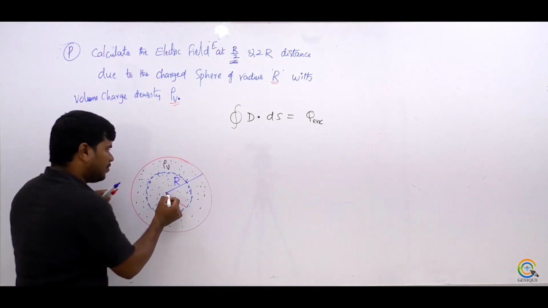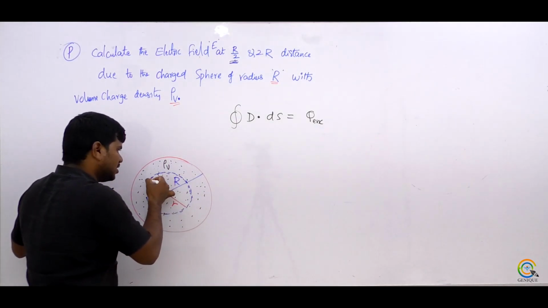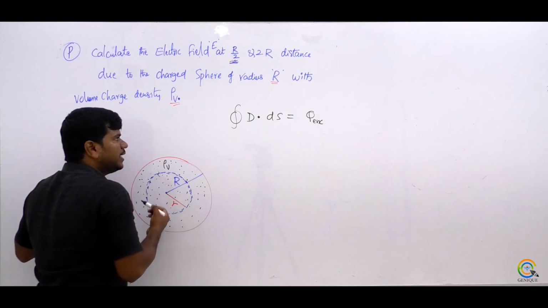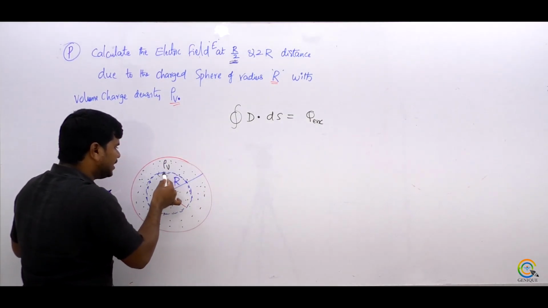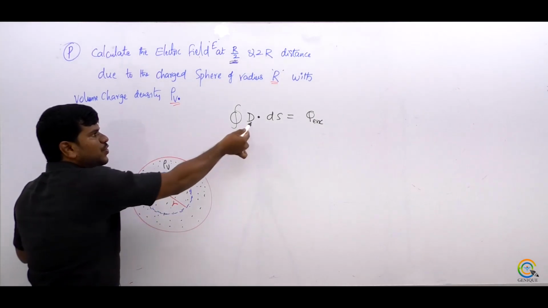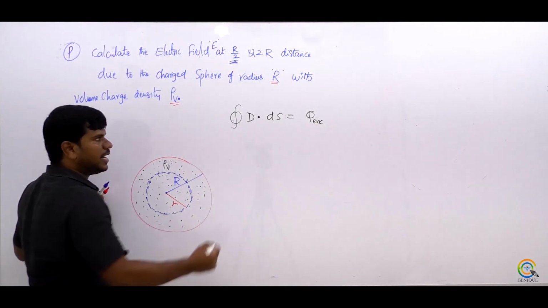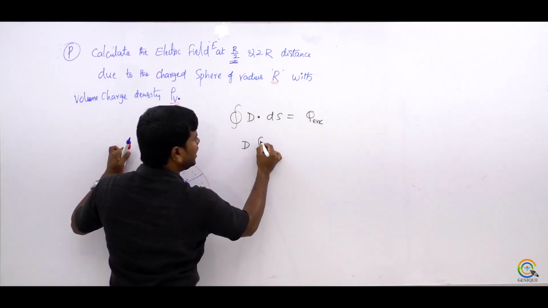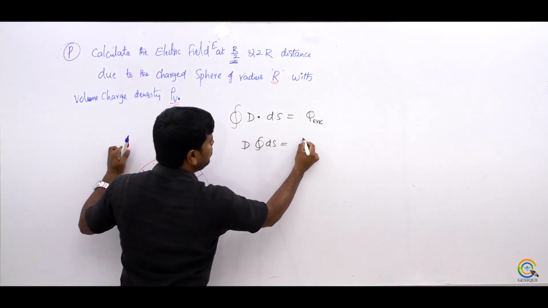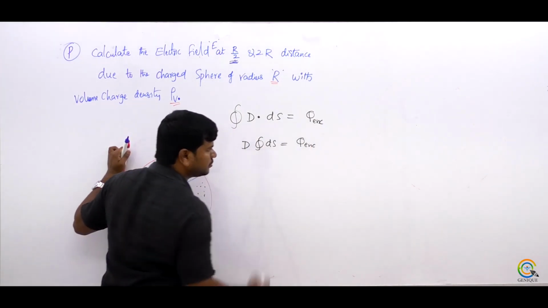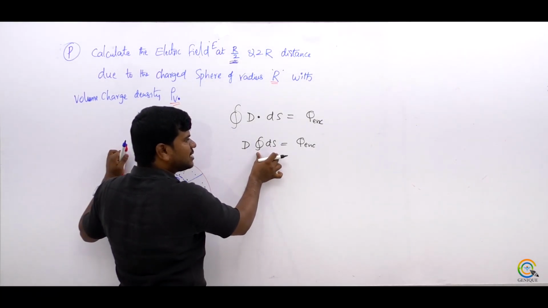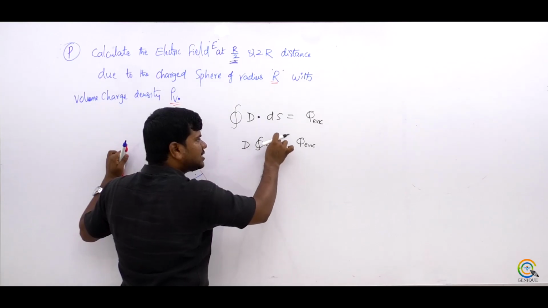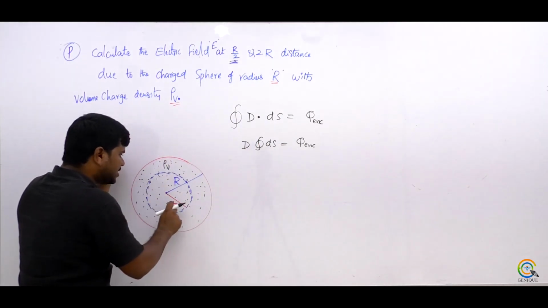You know from this, because it is uniformly charged with rho v, here the D is the same everywhere. This is from the center, the D is the same everywhere. So you can take D outside, right? So D into integral dS is equal to Q enclosed, the charge enclosed. So from this, what is this integral dS? Integral dS is the surface area of this considered sphere.